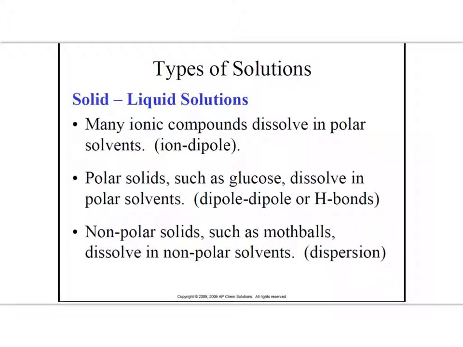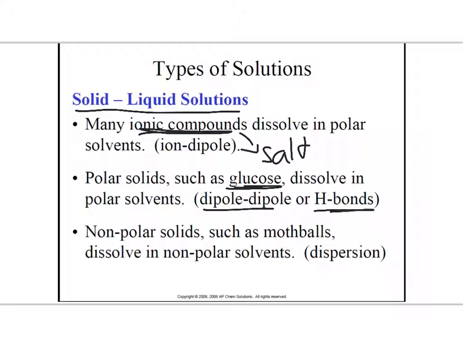All right, here's just real quickly another type of solution. It's a solid-liquid solution, right? So this is where we dissolve something solid in a liquid solvent. For example, when we dissolve ionic compounds such as salts, that would be an example of this. Also polar solids like glucose, okay? Glucose, because it's a dipole and it also has many H bonds on it, dissolves very well in water, okay?